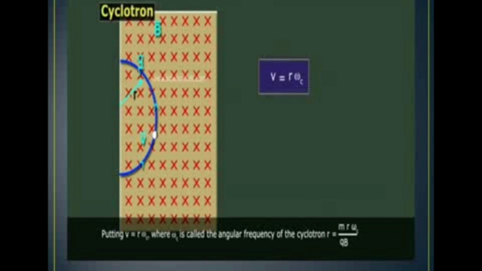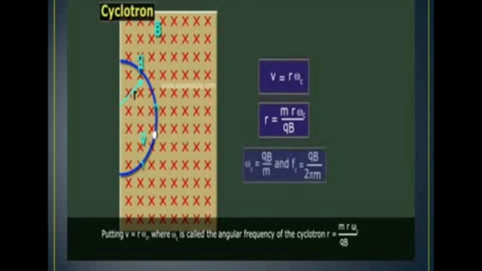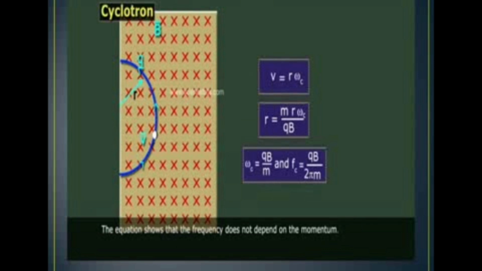V equals r omega. This is the relation between the linear velocity and the angular velocity. Omega c indicates the angular frequency or the centripetal acceleration. So instead of r, we can write m r omega c divided by q into p. Or we can write omega c equals qB by m, and the frequency f equals qB by 2 pi m. So this is the frequency of that particle. So fc equals qB by 2 pi m.